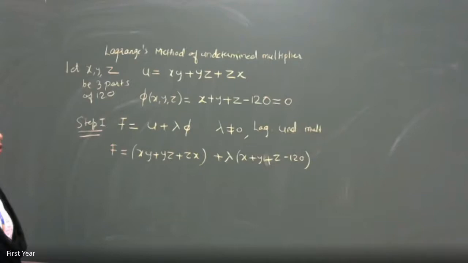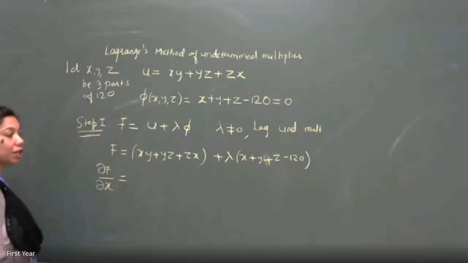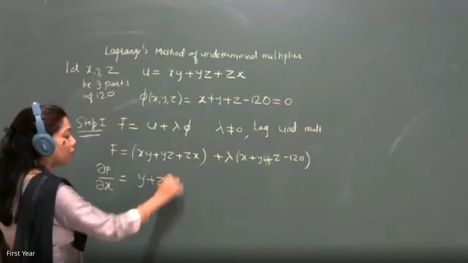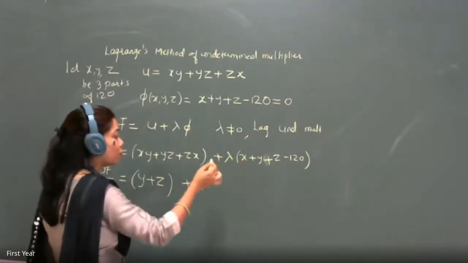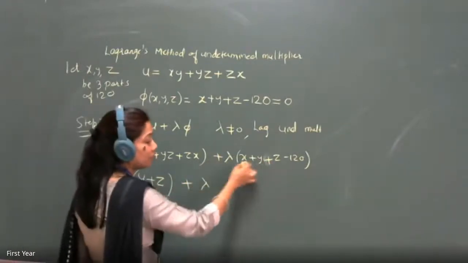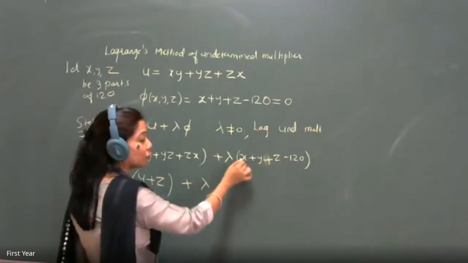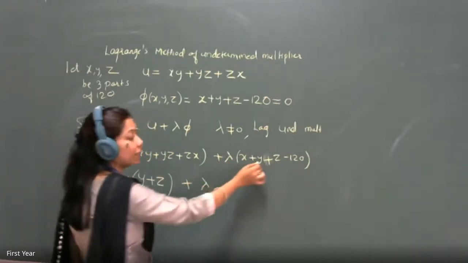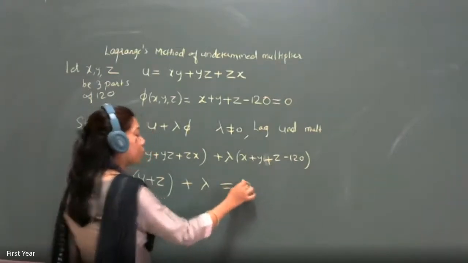For the function capital F, we have to find the partial derivative of F with respect to x and equate it to 0. What is the derivative with respect to x? In x into y, y is constant, so we get y; then z; plus lambda, equal to 0. So it is y plus z plus lambda into the derivative of x, which is 1. Those who don't know, please listen. x, y, z are three variables. When we are differentiating with respect to x, y and z will be constant. So the derivative of x with respect to x is 1, which is multiplied by lambda, so we get lambda. The derivatives of y and z are 0 because they are constant.